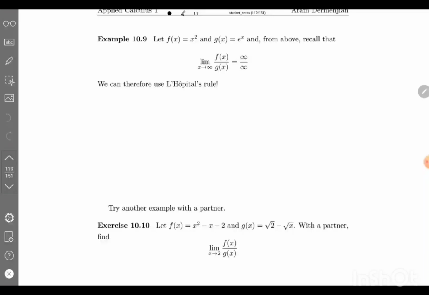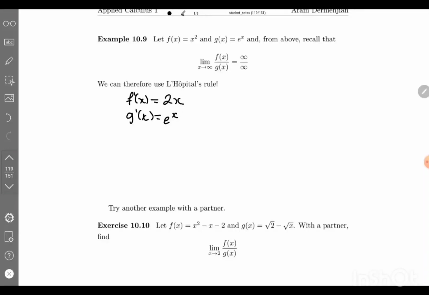Now we're going to look at the second example, and here we have x squared and e to the x, right? If you notice, if I plug in infinity, I get infinity over infinity. And so I can use L'Hopital's rule for this one. So we're going to take the derivatives. We get f prime of x is equal to 2x, and g prime of x is equal to e to the x.